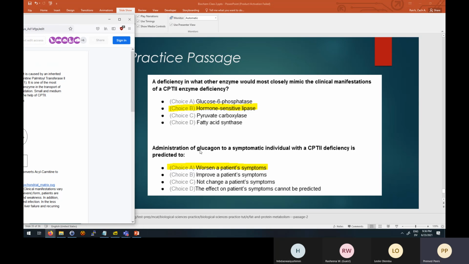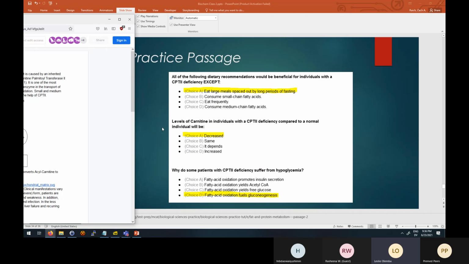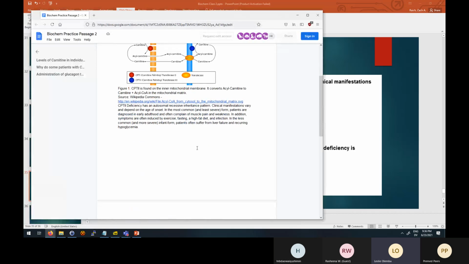And then this one, anyone want to explain? So I said it would worsen a patient because if you go back to the last paragraph in the passage, it talks about a symptom often being exercise and fasting. As soon as it said fasting, I'm thinking of glucagon, because when you're fasting, I put those two together. So if you're administering more, it would just make it worse instead of better. I would think if you administer glucose, it would make it better. So that's the reason why I chose that answer.